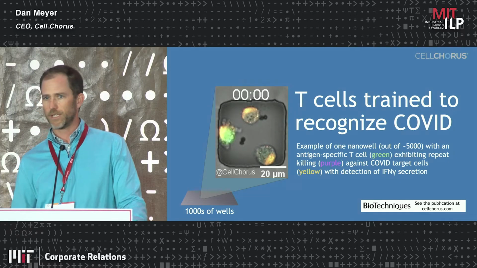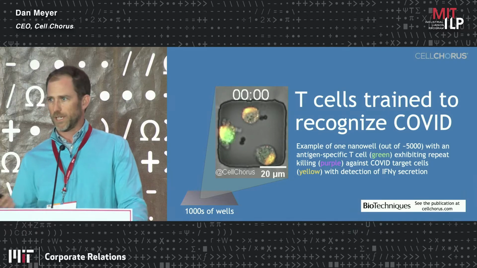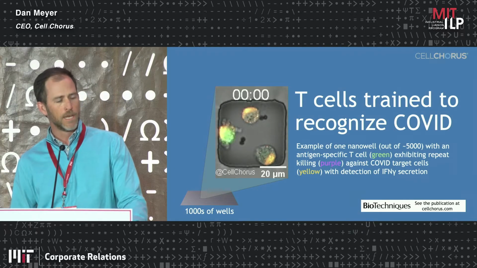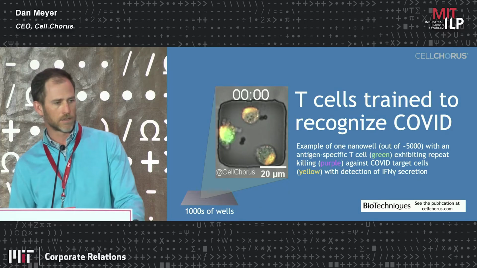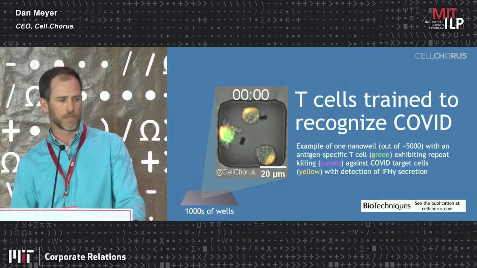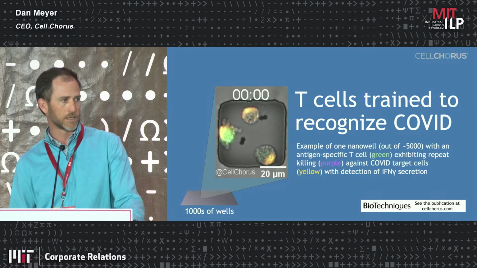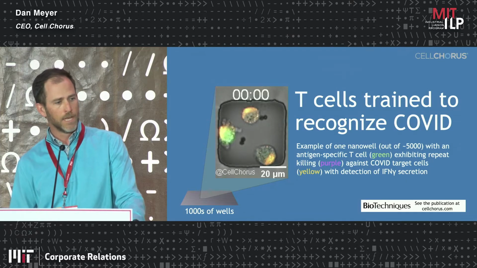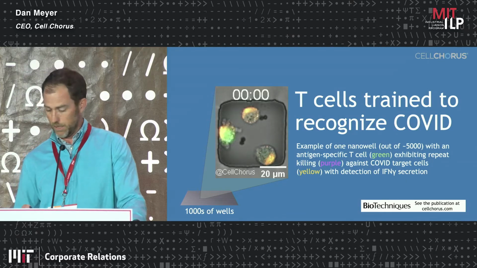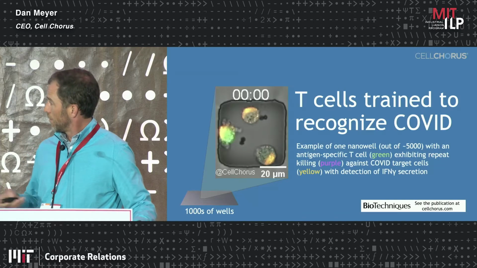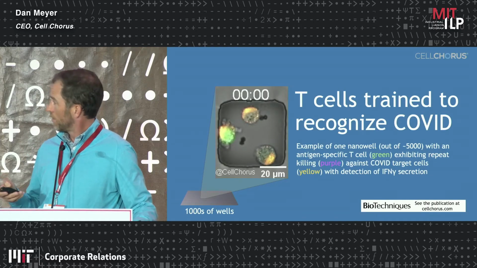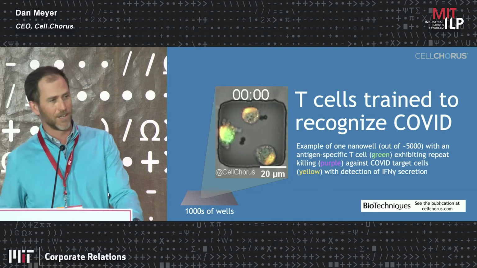So instead of taking that approach, CellChorus places a small number of cells in thousands of very small wells. Think of it as a very small scale ice cube tray. In this example, we have the same cells. We have one cell that's labeled green, an antigen-specific T cell, and 3 cells expressing spike protein for COVID. And when I play the video, you would see that that cell needs to move.